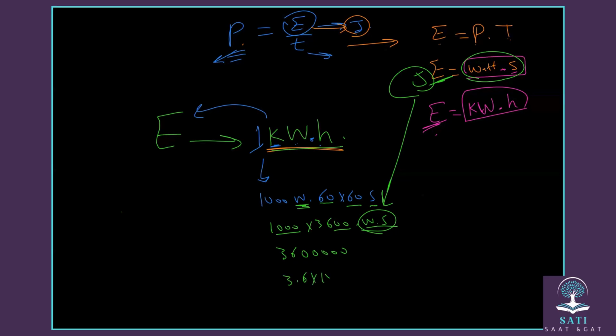And 5 zeros, you can write them like 3.6 times 10 to the power of 6. So this number, as we said, is 3.6 times 10 to the power of 6 joules. This is the number of joules that 1 kilowatt hour equals. So that means it's around 3,600,000 joules, and they equal 1 unit of kilowatt hour.